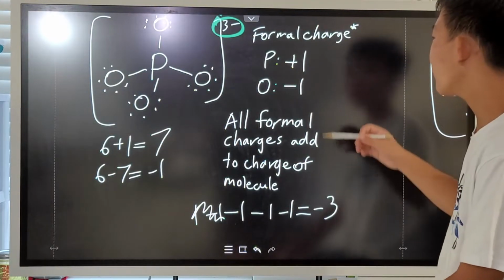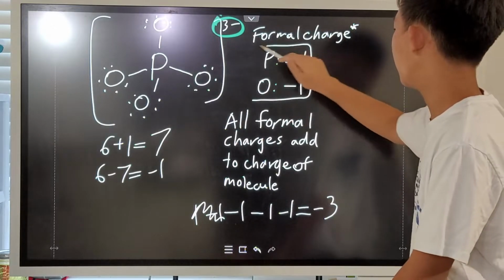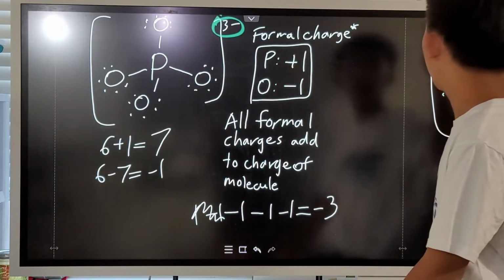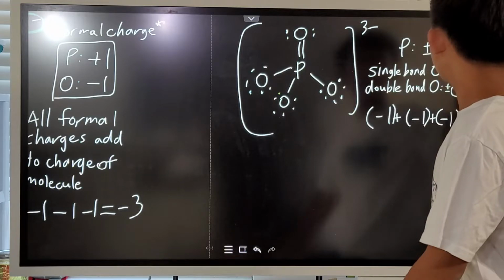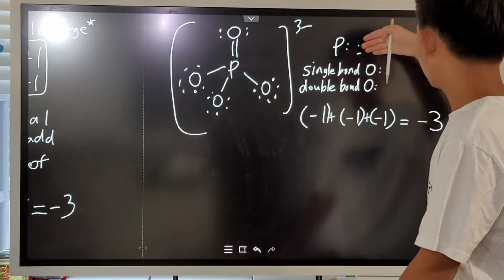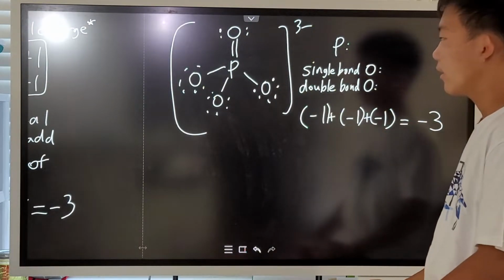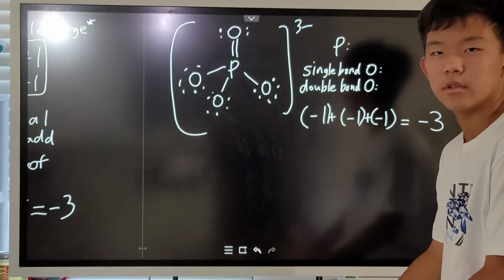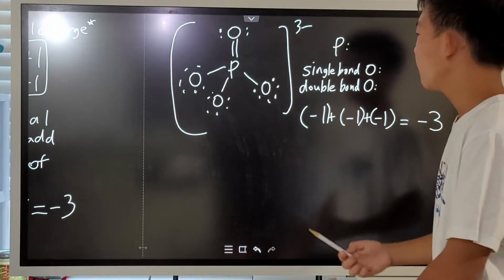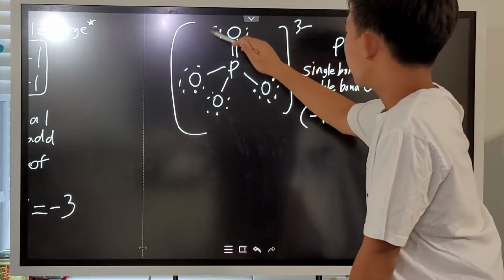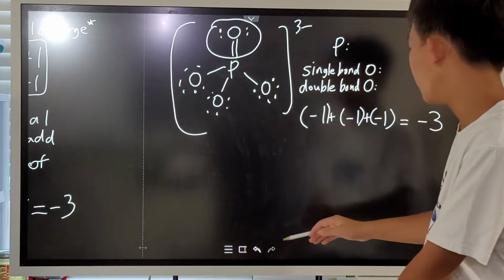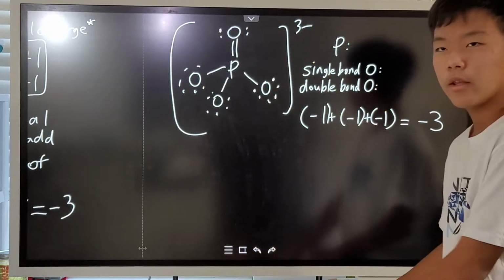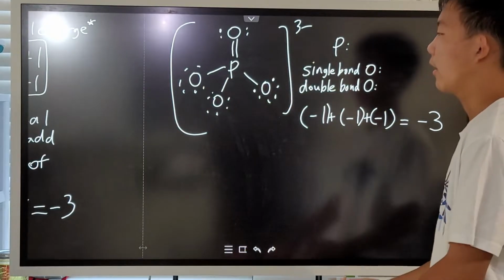But, do you think there's any other way we can minimize these formal charges? Actually, yes. Let's look at this. In this structure, this is an alternate way to describe the phosphate ion. The thing that's different here is that now the oxygen here has a double bond. So let's do some formal charge math again.